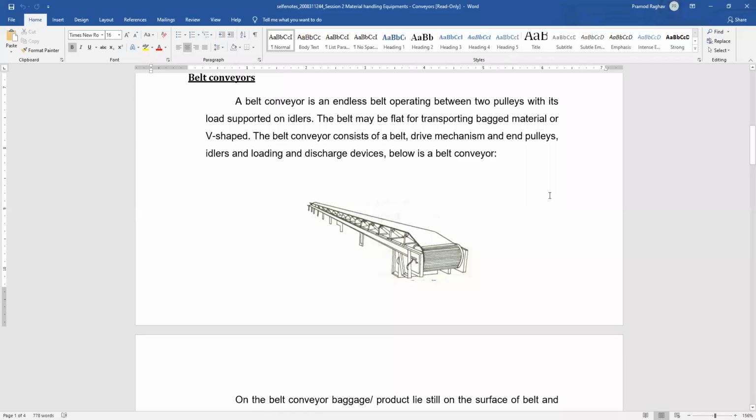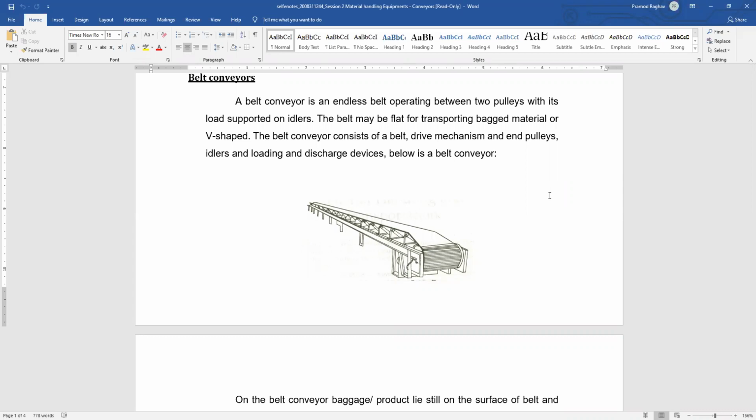Today's topic is conveyors. And in conveyors, the first conveyor is the belt conveyor. Belt conveyor is the most popular conveyor, which is used in the food industries, especially in the grain industries, as well as in the baking industry, as well as in the fruit and vegetable industry. It is nothing but an endless belt which is operating between two pulleys and supported by idlers.